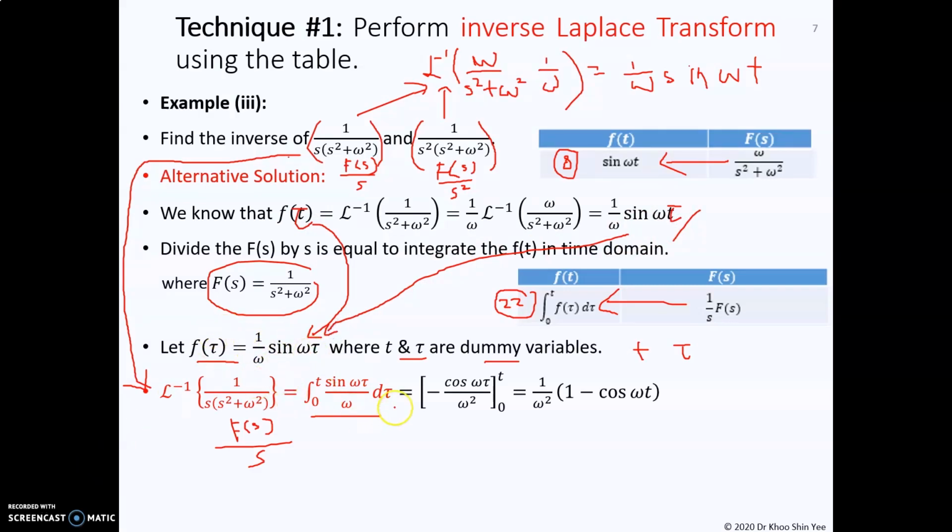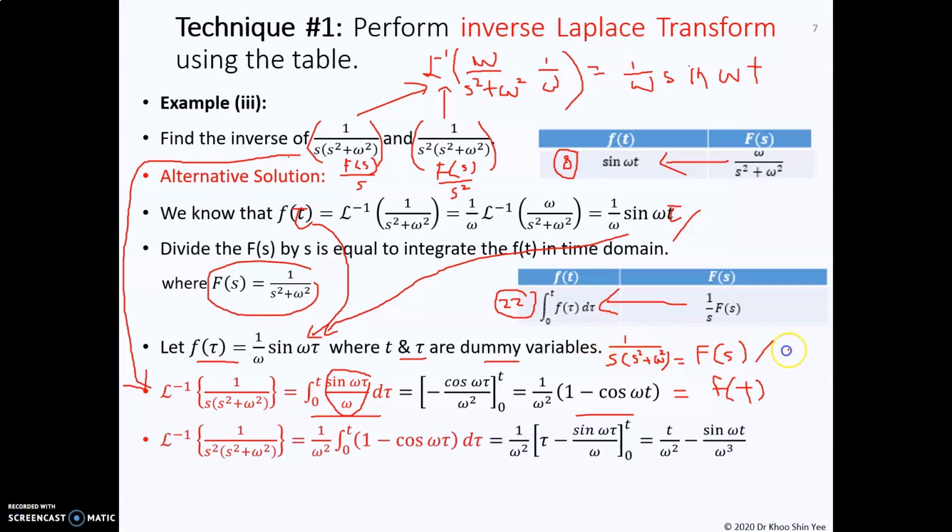So substitute your f tau inside here, and then you integrate, you get negative cos omega t divided by omega. Omega multiplied by omega at the bottom, you get omega squared. When you apply the limit, t substituted for the tau inside, you get cos omega t divided by omega squared. Then you get this term. And substituting the 0 inside, cos 0, you obtain 1 divided by omega squared. So your f of t is equal to this answer. When you have f of x equal to this and divide by x, this one becomes x squared. So it's the same as the second problem here.